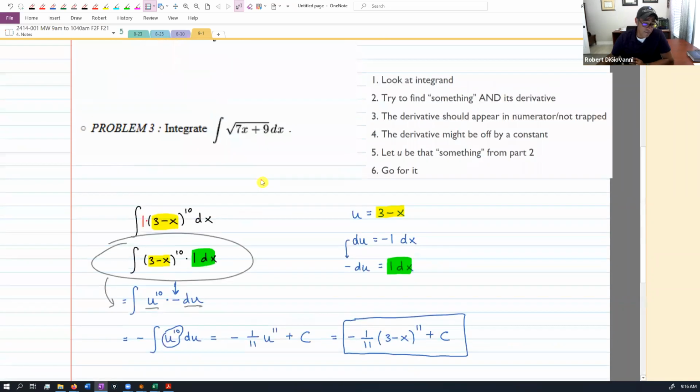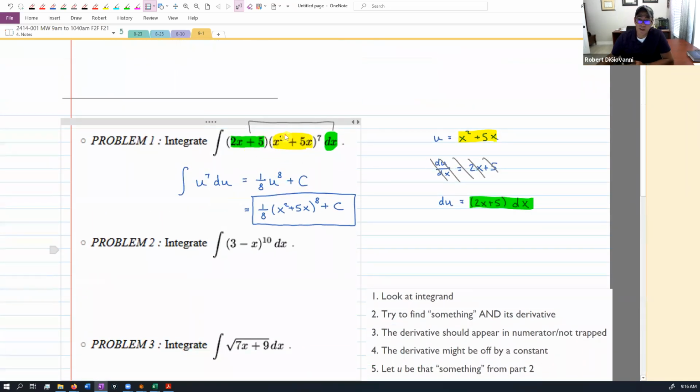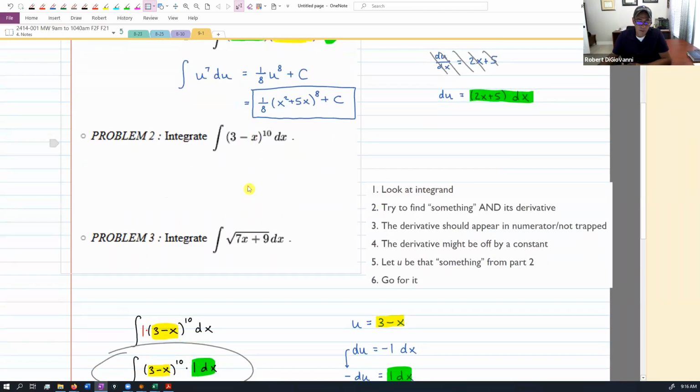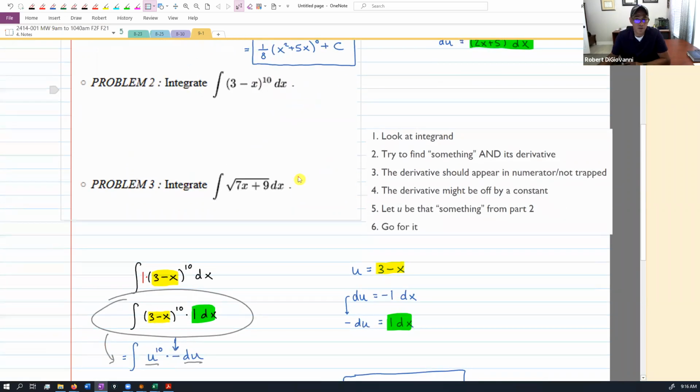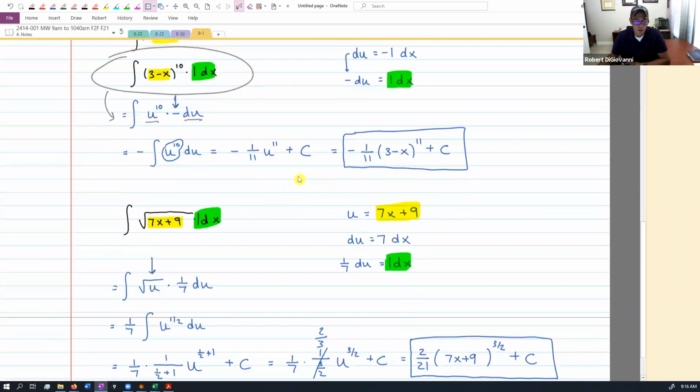Okay, so again, the first problem was just as simple as it gets, right? It was exactly here's u, here's its derivative. Everything was perfect. We weren't off by a constant. The second and third problems were examples where you make a substitution and your derivative gives you just a constant, right? And since we have a 1 next to dx all the time, we can always make that substitution. I'll give you another one.